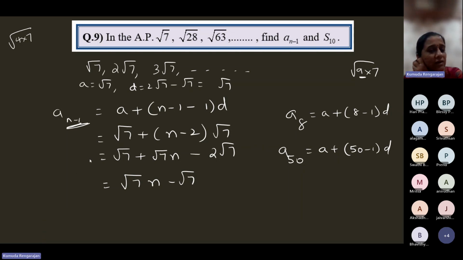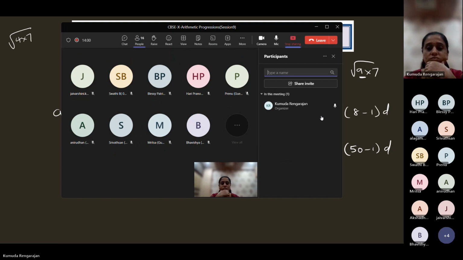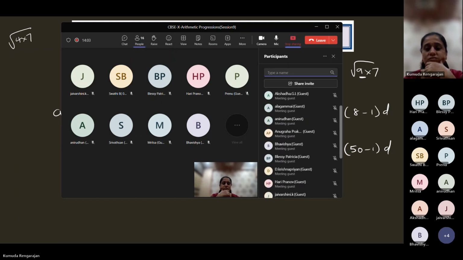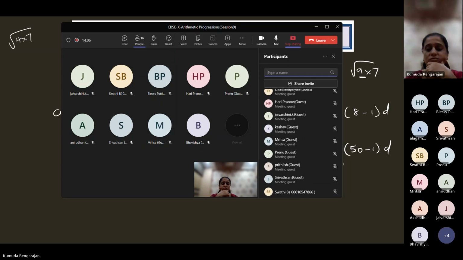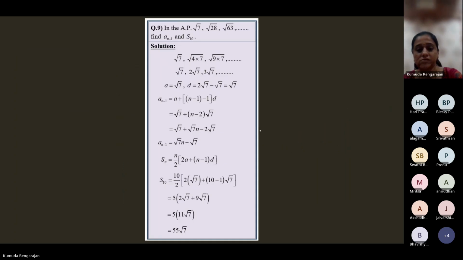Can anyone tell me the answer for S10? S10 is equal to 45 root 7. Maybe some addition, some calculation mistake. 55 root 7. Yeah, 55 root 7. Very good. 55 root 7.